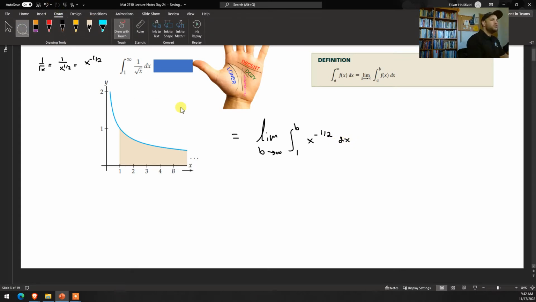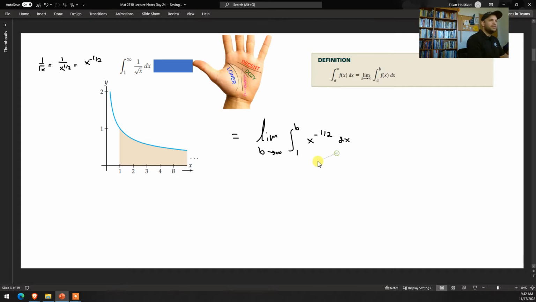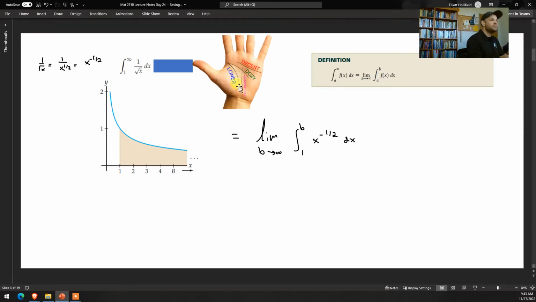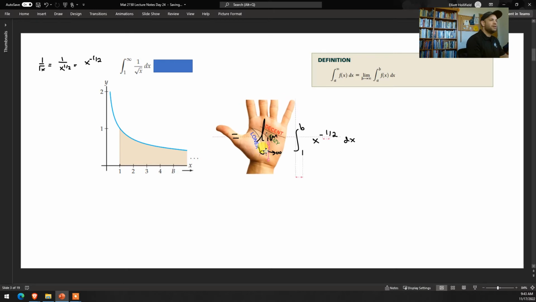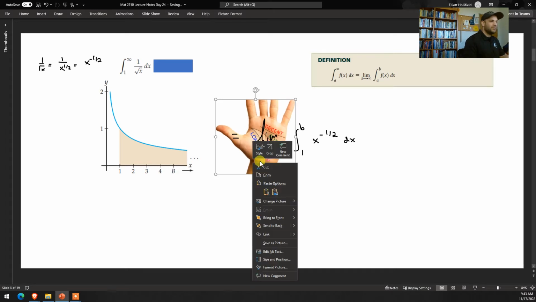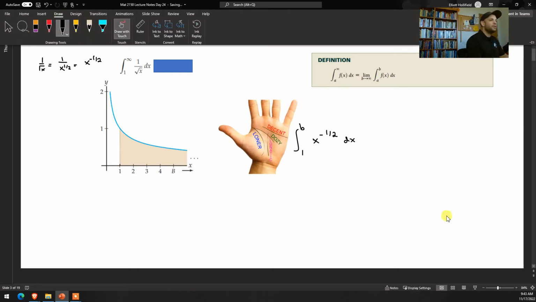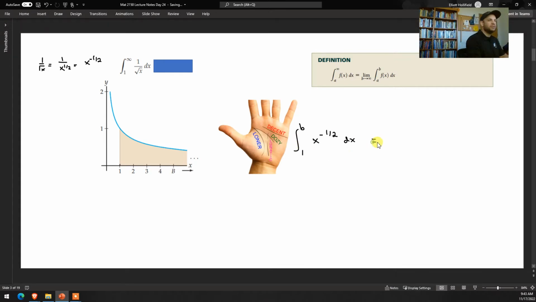Now we can compute our integral, in a sense just ignoring this limit until the very last step. Here's how I like to think about it. Take your hand, here's my hand, and cover up that limit. We're just going to ignore that limit for the time being and only work on the integral.